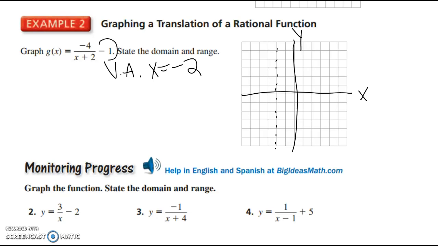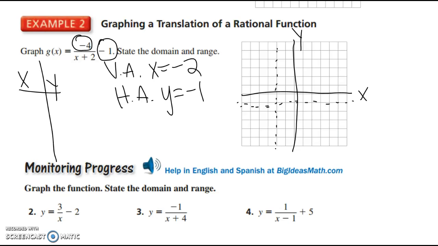And then my horizontal asymptote is at this point. So my horizontal asymptote is at y equals negative 1. And I'm making dotted lines. They're not perfectly straight, but I'm making dotted lines at my asymptotes. And then what I want to do, I know it's going to be a curve in certain quadrants. Because this is a negative 4, the curves are going to be in the opposite quadrants from example 1. So if I just plot a few points, this is what I get.